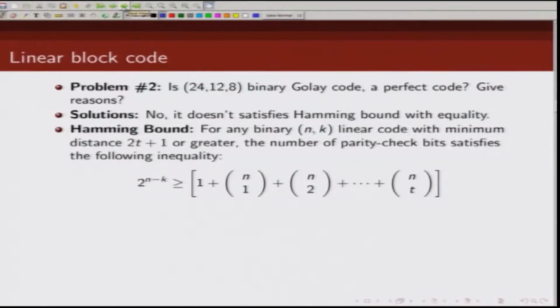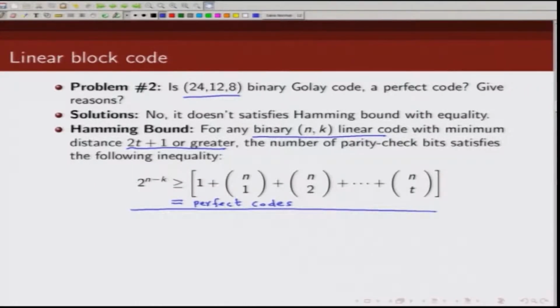So, what does the Hamming bound say? If you have a binary (n, k) code whose minimum distance is 2t or greater, then the number of parity check bits must satisfy this constraint, and codes that satisfy this inequality with equality are known as perfect codes. So, we will have to check whether this (24, 12, 8) Golay code satisfies this Hamming bound with equality.